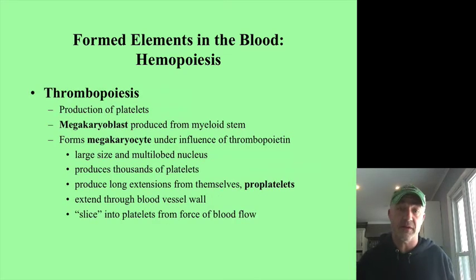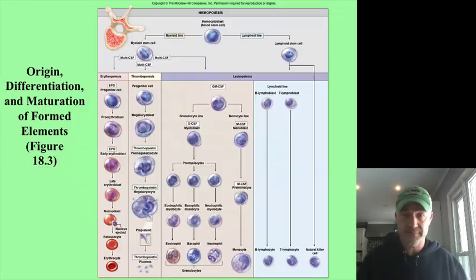Thrombopoiesis is the production of platelets. We're going to see you get this fusion of a bunch of cells called a megakaryoblast, and then it becomes a megakaryocyte, and it's little pieces of this that are going to break off and become these proplatelets, which sooner or later become these platelets.